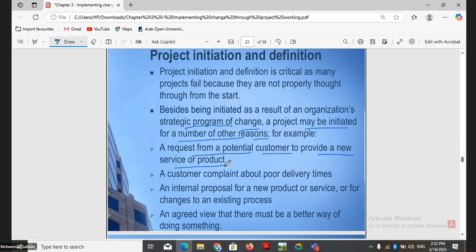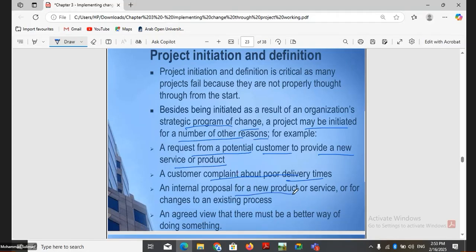Like, as an organization, you get a request to develop some application. So that is a project. You take that as a project, develop the application, and give it to the customer, of course going through the whole project life cycle. Also, a customer complaint about poor delivery times. This also needs a revision of the whole process, and then developing a new system for delivery to improve the delivery times.